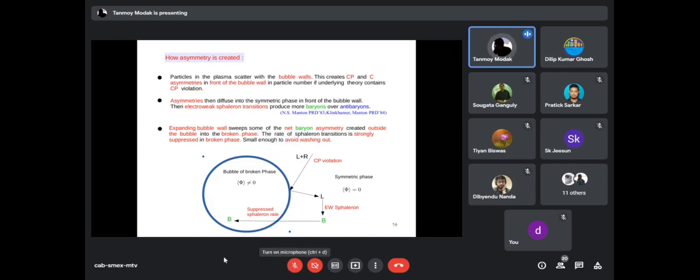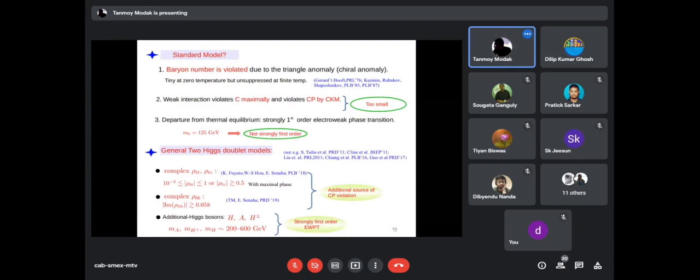All right. So I go to the next slide. Okay. The Standard Model is an electroweak theory. So can it account for the observed matter-antimatter asymmetry? In fact, the Standard Model has baryon number violation built in due to the triangle anomaly, or chiral anomaly, which is tiny at zero temperature but could be unsuppressed at finite temperature. And since we are talking about finite temperature physics for electroweak baryogenesis, it could be unsuppressed at finite temperature. This has been discussed in these last two papers.